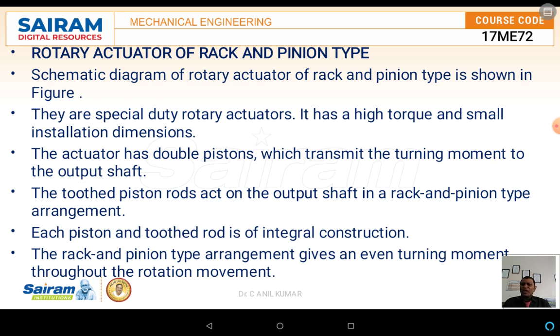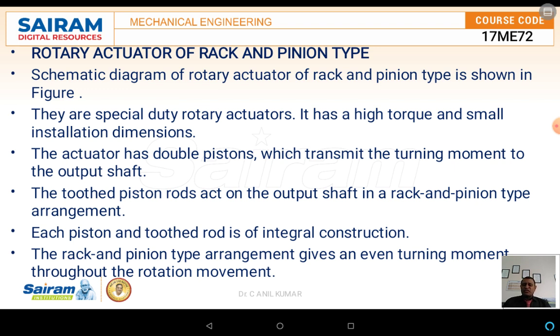pinion type. They are special duty rotary actuators, having a high torque and a small installation dimension, or the moment of the rotary actuators is very small in dimension. The actuators may have either a single piston or a double piston, but the transmission takes place by giving a turning moment either by means of the rack and pinion movement, or by means of pinion and rack, depending upon the type of the application.